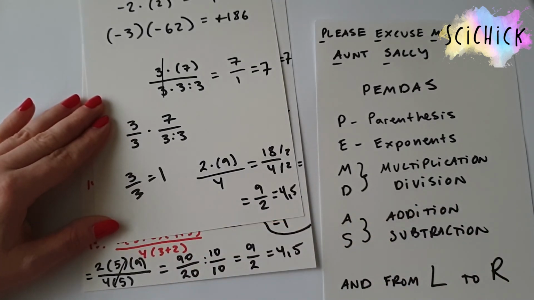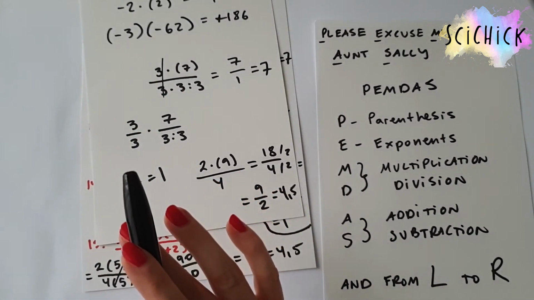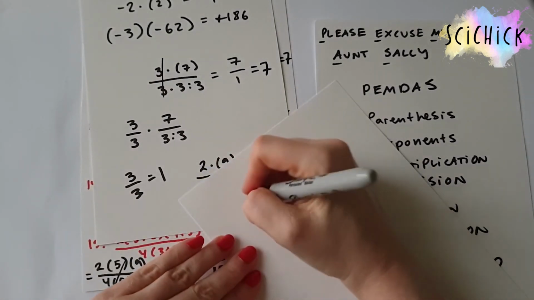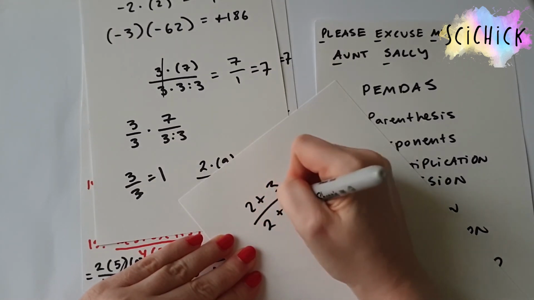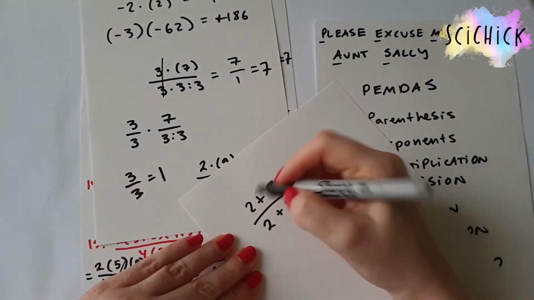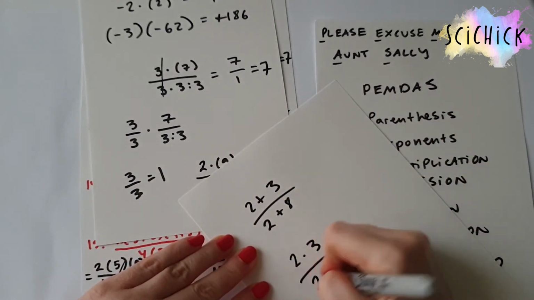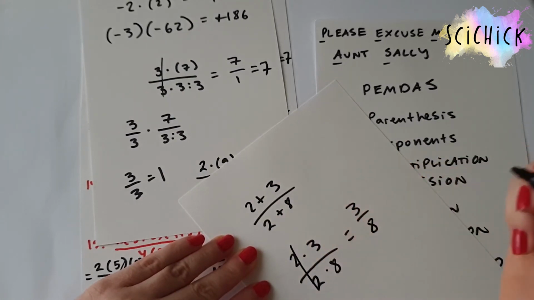But you have to keep in mind, and I can't stress this enough, if there's a plus here, no, don't do it, man, don't do it. You cannot do that. That would be like 2 plus 3 divided by 2 plus 8. You cannot do that. No, don't. But 2 times 3 divided by 2 times 8. Yes, you can. That's a 3 against 8.